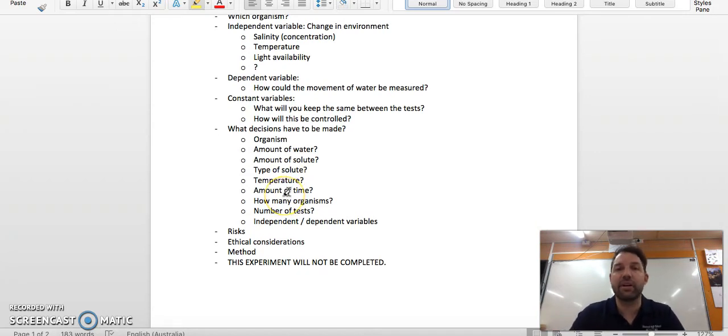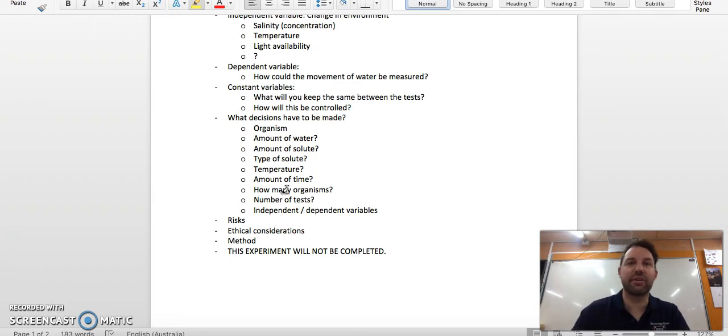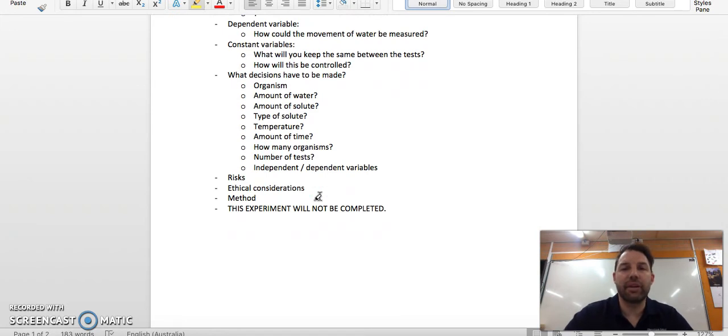The amount of time, are you going to run this experiment for a week? Why are you going to run it for a week? 1 day, 1 hour? I'm not sure. How many organisms are you going to test within one petri dish or one beaker? Are you going to have a certain number of organisms? How can you control this? What number will you choose, and why are you choosing that number? How many tests will you do? Will you do it once? Will you do it 3, 4, 5 times? How are you going to do that? You make those choices.